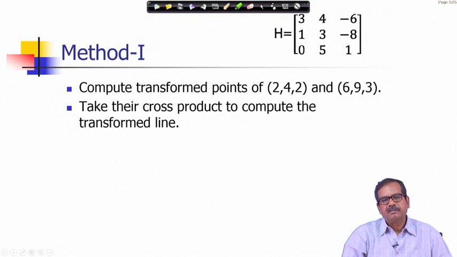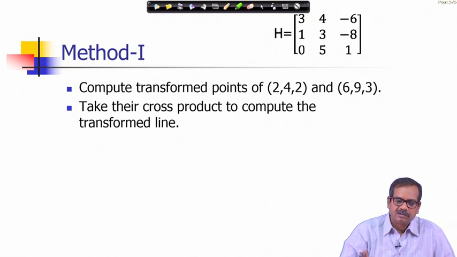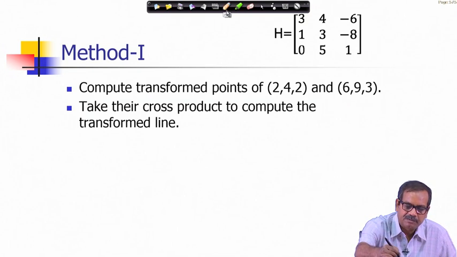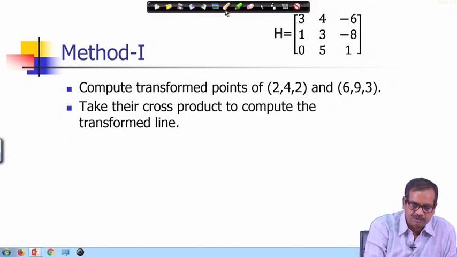So, there are few methods by which you can do it. I will discuss 2 of them. So, the first method, in this method what we can do, that first you compute the transform points of 2 4 2 and 6 9 3. So, you get the corresponding transformation point in the projective space. So, figuratively I can show you.